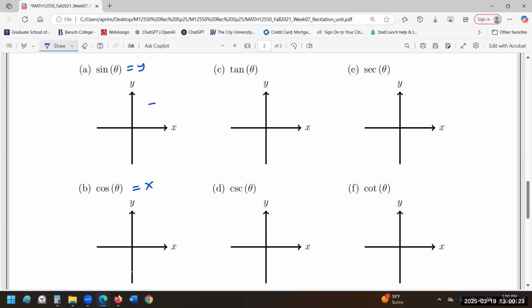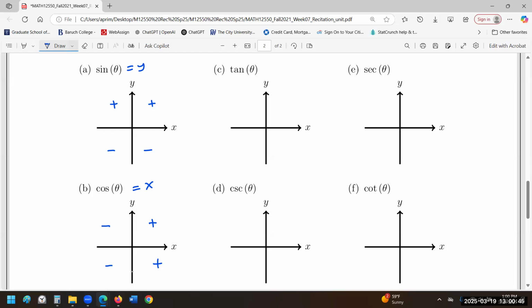So y is positive here, and y is positive here, and y is negative here. On the other hand, x is positive in the first and fourth, and it's negative in the second and third. So that's all you have to do. You don't have to do any math or anything. Just write what sign we have for each trig function in every quadrant.